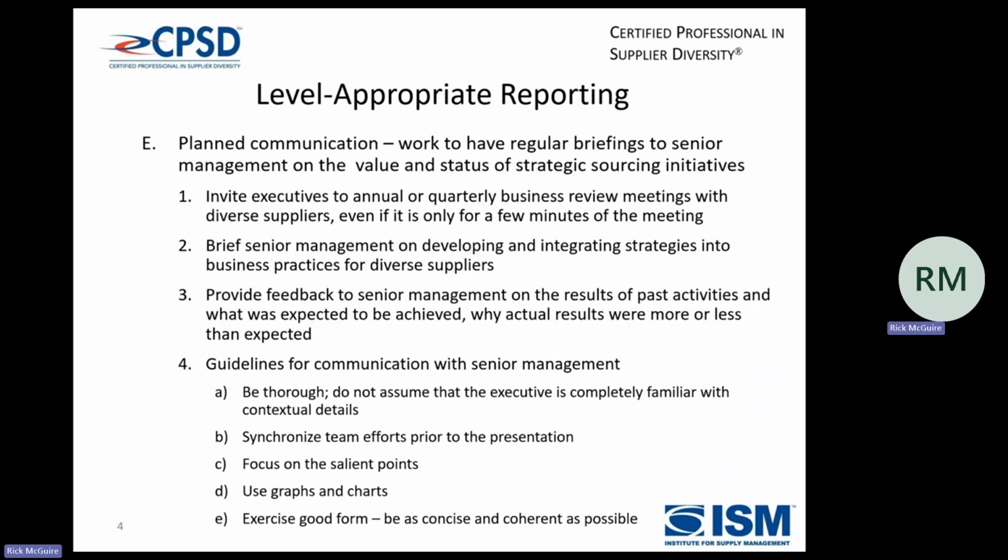Plan communication. Work to have regular briefings to senior management on the value and status of strategic sourcing initiatives. Invite executives to annual or quarterly business review meetings with diverse suppliers, even if it is only for a few minutes, maybe at the very beginning of the meeting. Brief senior management on developing and integrating strategies into the business practices for diverse suppliers, and provide feedback on the results of past activities and what was expected to be achieved, and why actual results were more or less than expected.